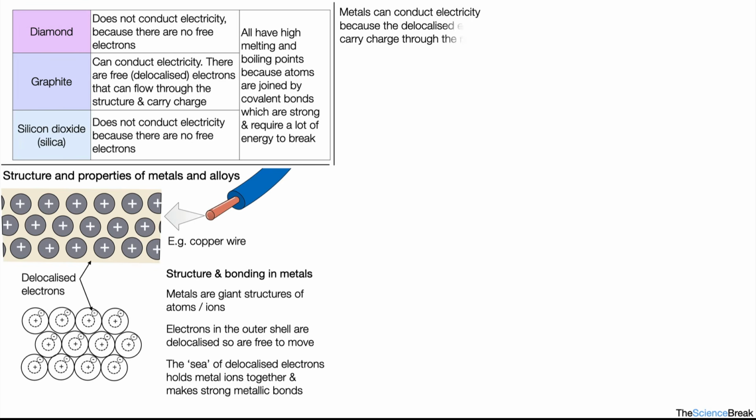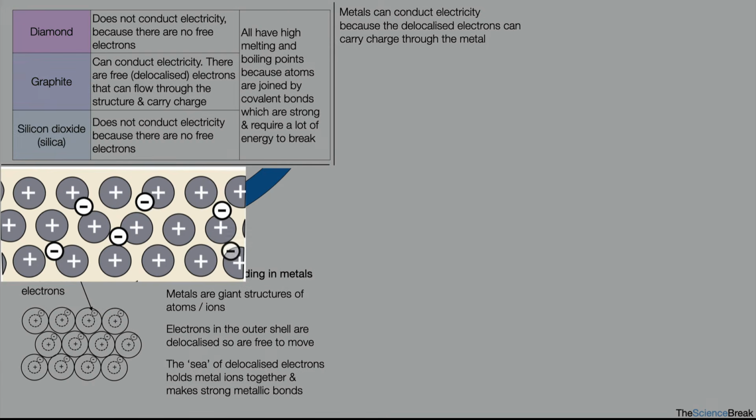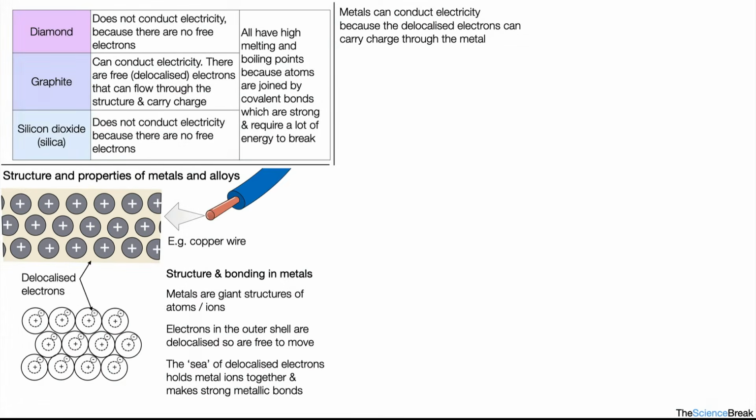Metals can conduct electricity. This is because the delocalized electrons can carry charge and flow through the metal. So let's take a look at that. Here's an example of a few electrons. These can flow through the metal, through the structure, carry charge, and therefore the metal can conduct electricity. Metals are also good conductors of heat energy because energy is transferred by those delocalized electrons.